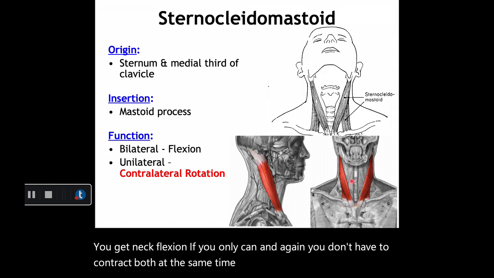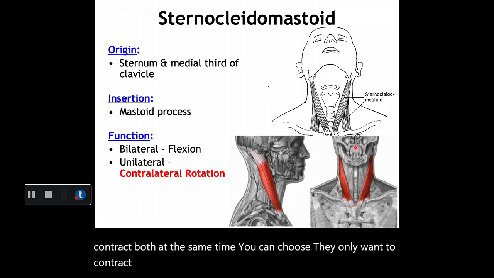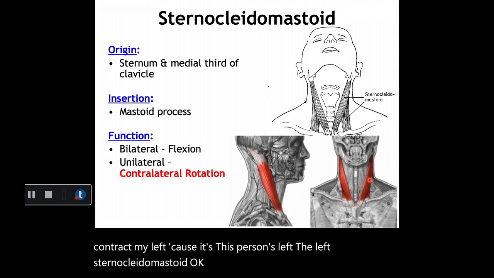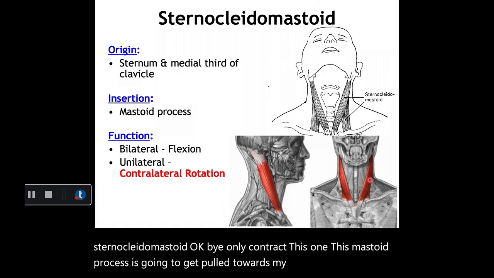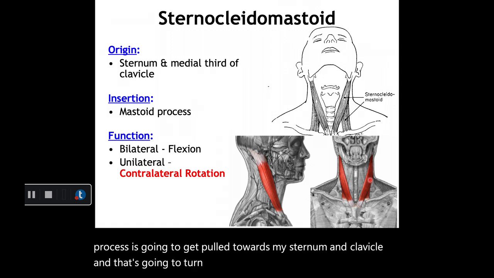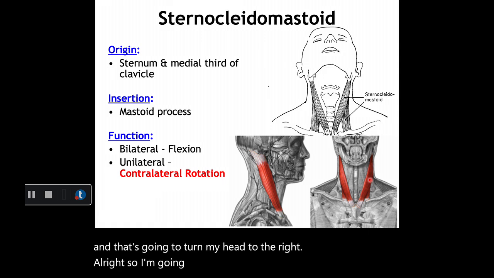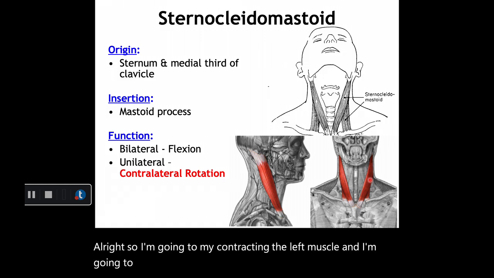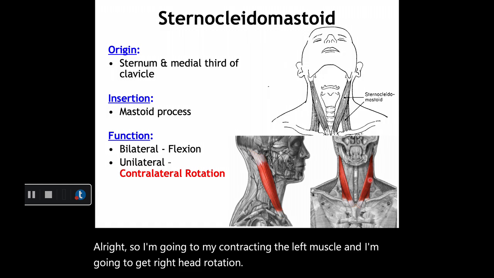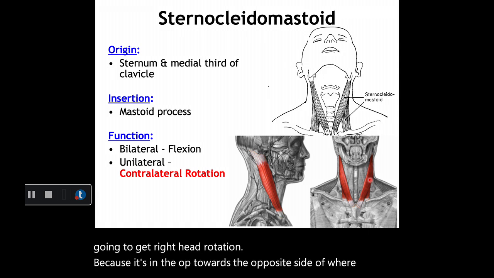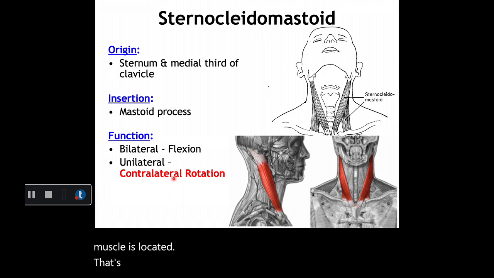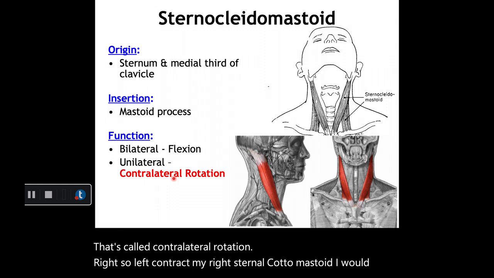And again, you don't have to contract both of them at the same time. You can choose, hey, I only want to contract my left, because it's this person's left, the left sternocleidomastoid. Well, okay, if I only contract this one, this mastoid process is going to get pulled towards my sternum and clavicle, and that's going to turn my head to the right. All right, so I'm contracting the left muscle, and I'm going to get right head rotation. Because it's towards the opposite side of where the muscle is located, that's called contralateral rotation. Right? So if I contract my right sternocleidomastoid, I would get left head rotation.